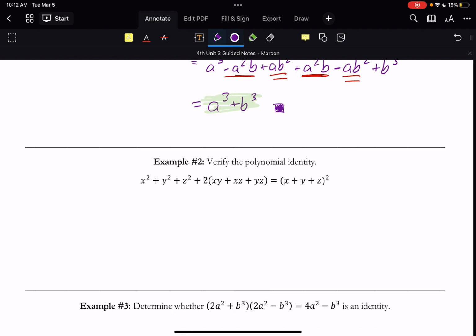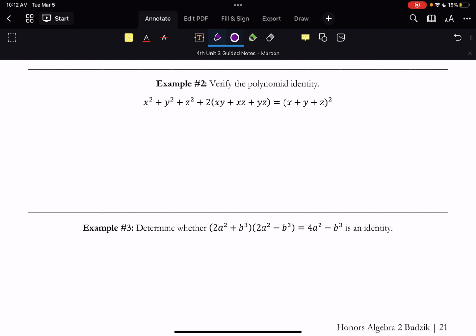Okay, so next one, I want to verify this polynomial identity. x squared plus y squared plus z squared plus 2 times the quantity xy plus xz plus yz is equal to the quantity x plus y plus z squared. With this, I'm going to do the exact same thing on the right side. So this is two trinomials.